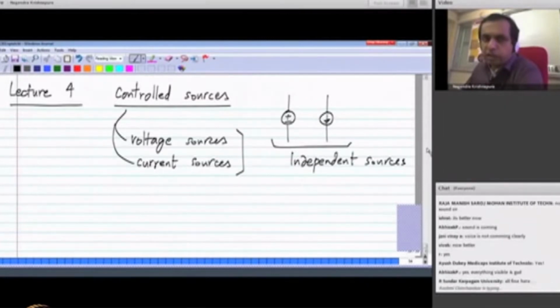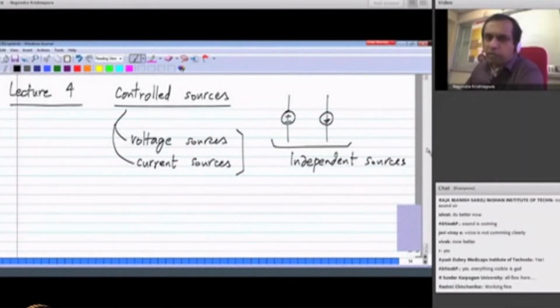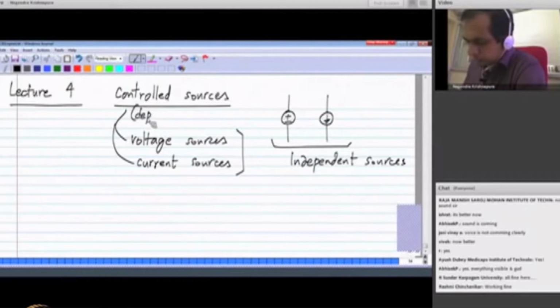That means that their values are not dependent on anything else in the circuit. Their values will be given and they'll be fixed. I don't mean necessarily that they'll be constant with time. We've been considering sources that are constant with time. Later we'll see independent sources which can change with time. But here what is meant by independent is that it's independent of any other electrical variable in the circuit. So consequently, these control sources, which are also sometimes known as dependent sources, their values will depend on some other electrical variable in the circuit.